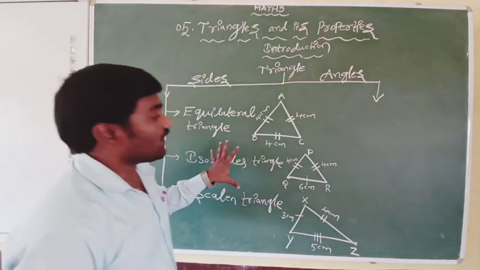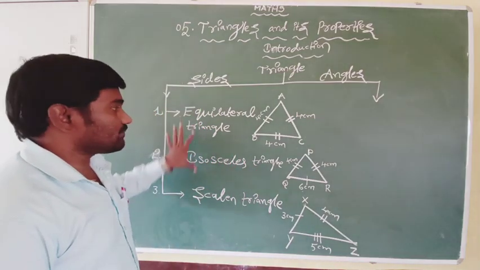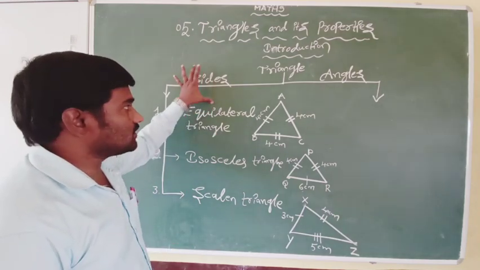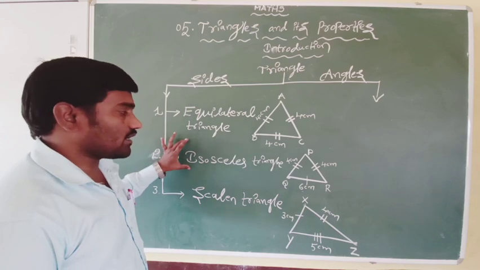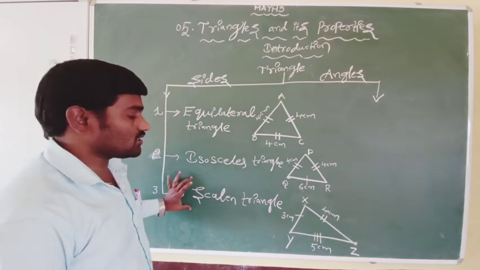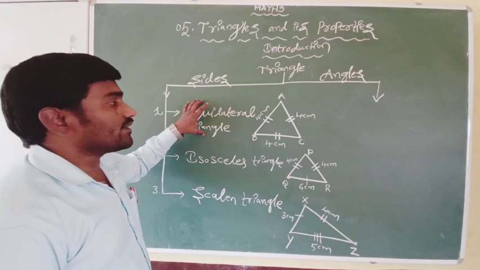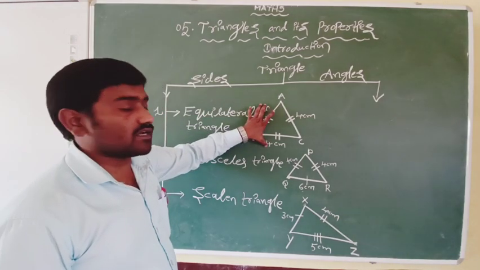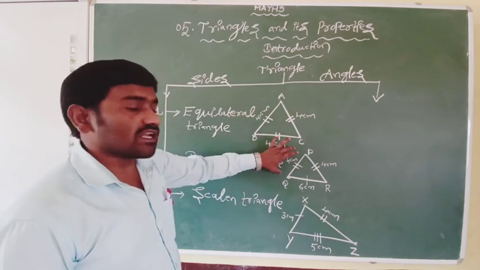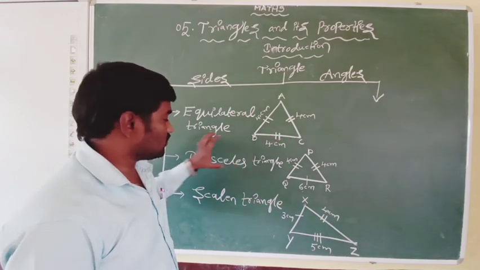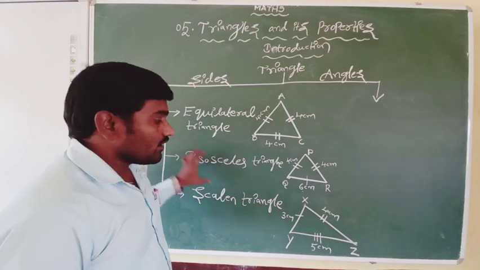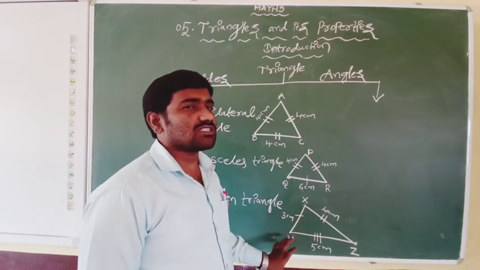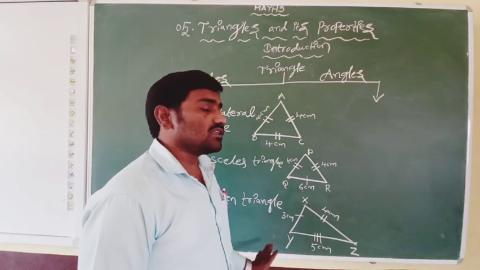Simple as that. Now we know the types of triangles based on the sides. There are three types of triangles based on the sides: equilateral triangle, isosceles triangle and scalene triangle. Equilateral triangle: if all the sides are equal in length in the given triangle, it's known as an equilateral triangle. If any two sides are equal in length, it is known as an isosceles triangle. If no two sides are equal in length, or all the three sides are different in length, it is known as a scalene triangle.